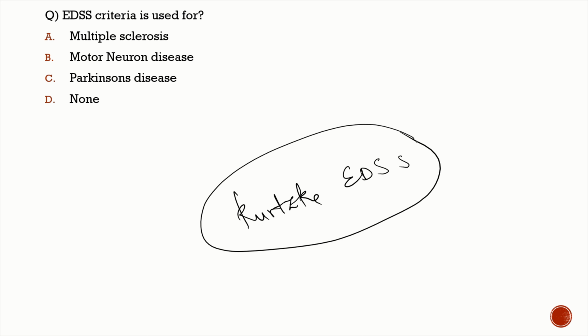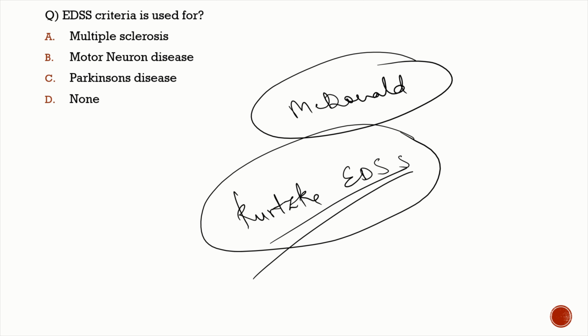EDSS criteria is used for, again a little tricky question. Actually, with EDSS we have something known as the Kurtzke Expanded Disability Status Scale. So actually, this is a disability score. It's not a diagnostic criteria. The diagnostic criteria for multiple sclerosis is the McDonald criteria, but the prognostic scaling score, or the disability scaling score, is the Kurtzke EDSS. So it's seen in multiple sclerosis.